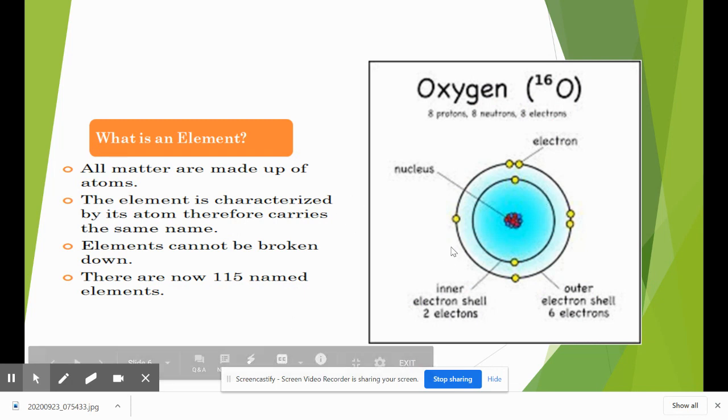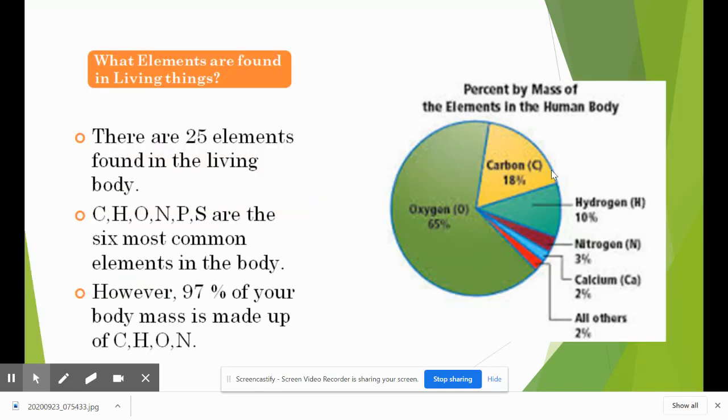So elements cannot be broken down anymore because that's the smallest part. If you break them down further, the only thing you're going to see are the particles of an atom, which are the electron, the proton, the neutron, and the nucleus, which we will not really cover for this course. It's going to be under your chemistry. Because this is living environment, let's focus on the elements that are found in living things.